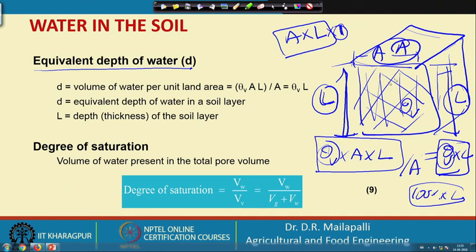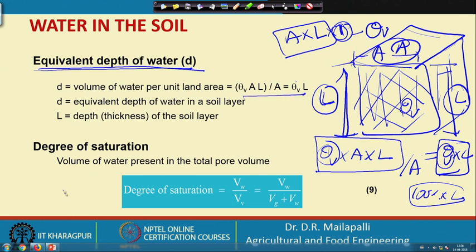Since the soil is occupied, there is a fraction of solids and a fraction of voids, which represents the porosity. Okay. So that is the reason we do not put 1, and instead we put theta v. That is the fraction of space available for the water to occupy. So this is the way we can estimate the equivalent depth of water.